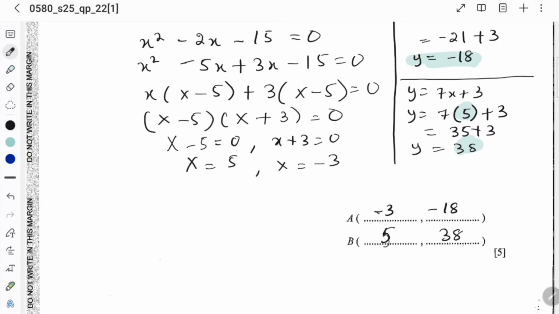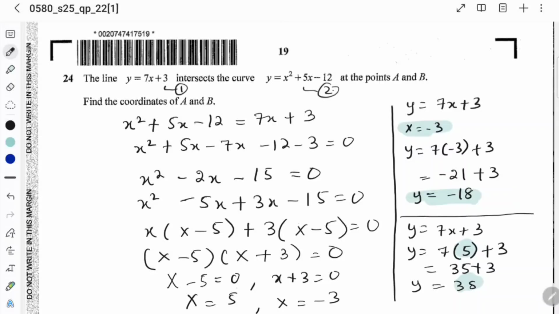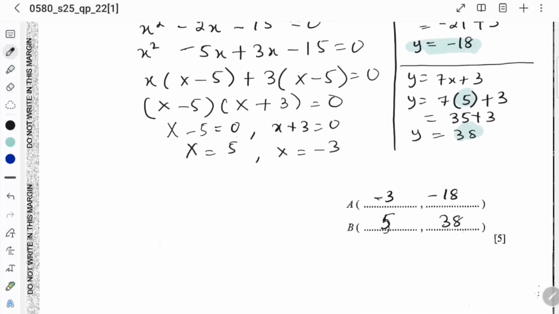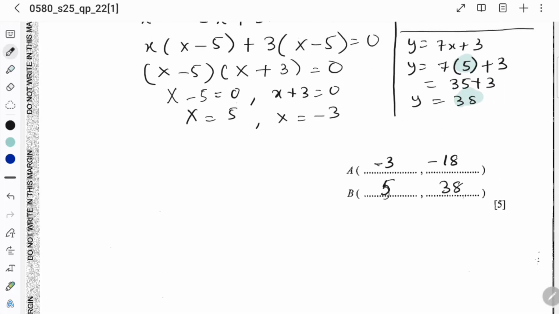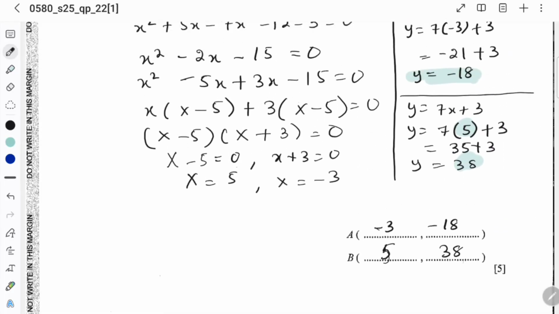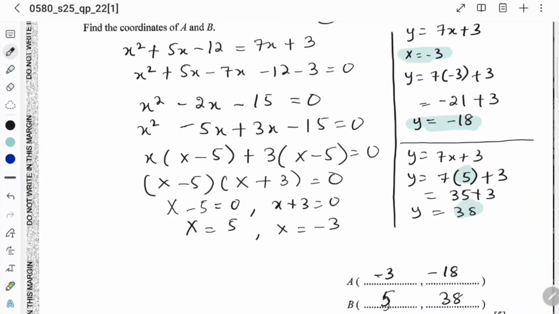So this was a 5 marks question. It was a non-linear simultaneous equation, and it was the last question of this paper, the 2025 paper 2, 0580 IGCSE. I hope you understood this paper, a very easy paper.